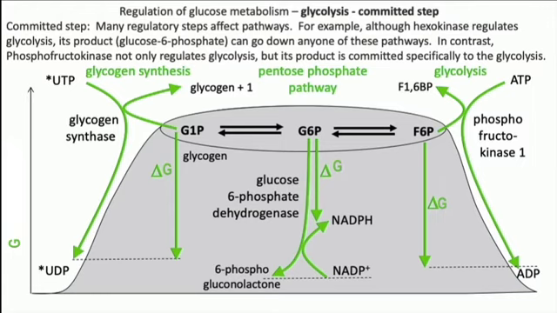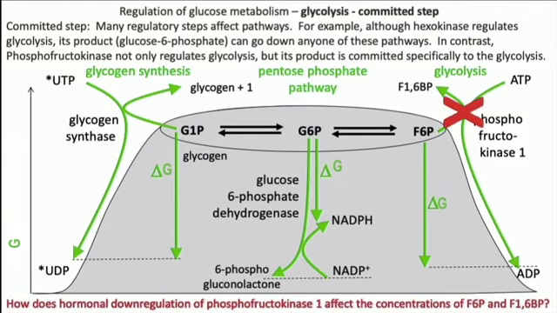To better understand this type of regulation in the case of glycolysis, let's consider when either insulin or glucagon affects the activity of phosphofructokinase 1. For example, let's say that we inhibit phosphofructokinase 1. How will that downregulation affect glycolysis, the pentose phosphate pathway, and glycogen synthesis? Think about the DAM model and explain it.